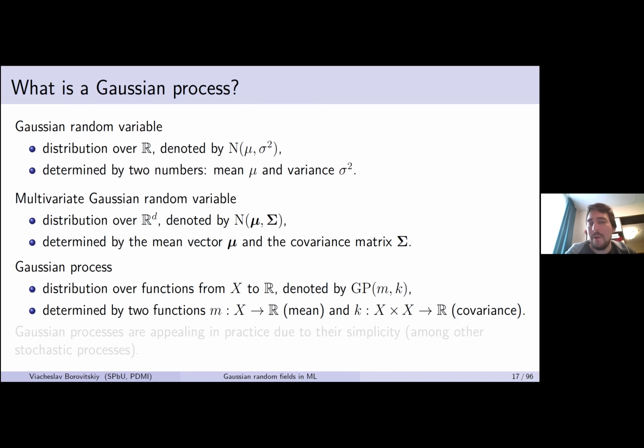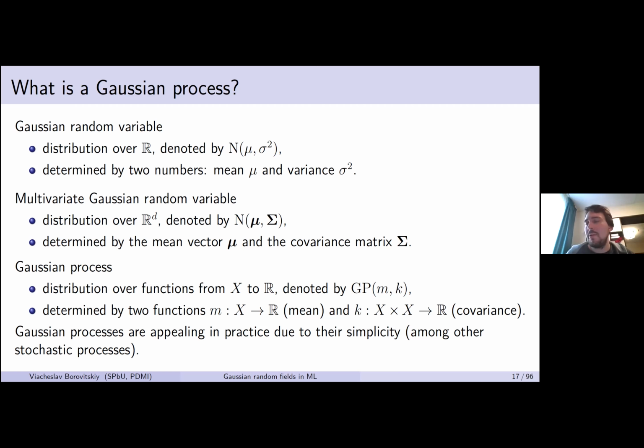So it's a distribution over functions from some set X to R, denoted by the notation GP(m, k), and it's determined by a function m, the mean function, and the two-parameter function k, the covariance function. Very similar to how a random vector is defined, only there the set X was finite, so the mean function was actually a vector and the covariance function was actually a matrix. These Gaussian processes are appealing in practice because of their simplicity among other stochastic processes. For instance, they're defined by a couple of deterministic functions, so they can be rather efficiently described.